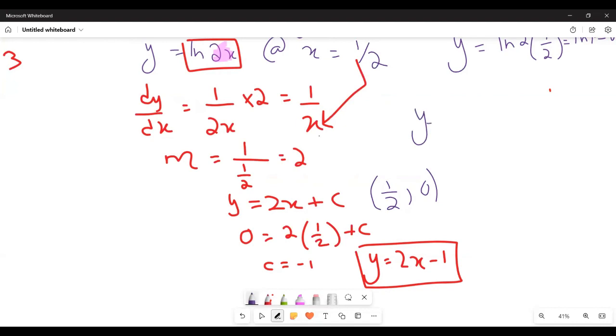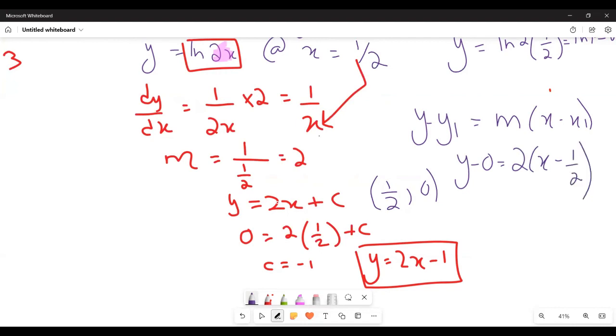Or you could have also used this: y minus y1 equals m times (x minus x1). So y minus 0 equals 2 bracket x minus half. That would have worked as well, unless the question had said give the answer in the form y equals mx plus c. Then only this answer would get you the full marks.